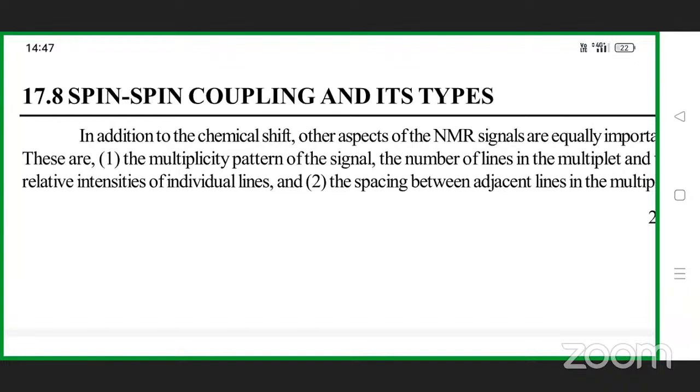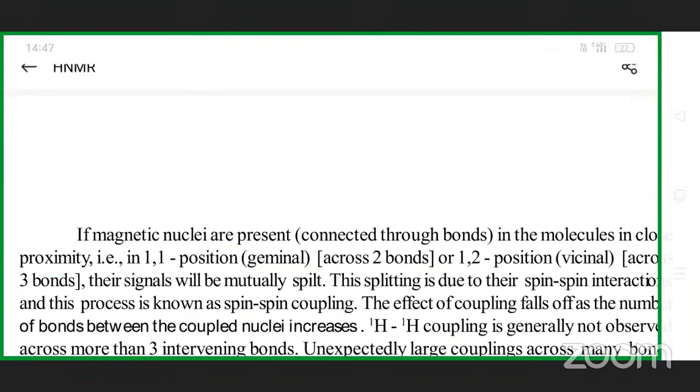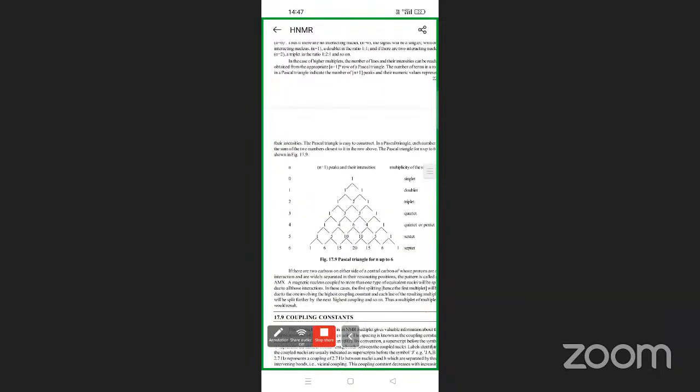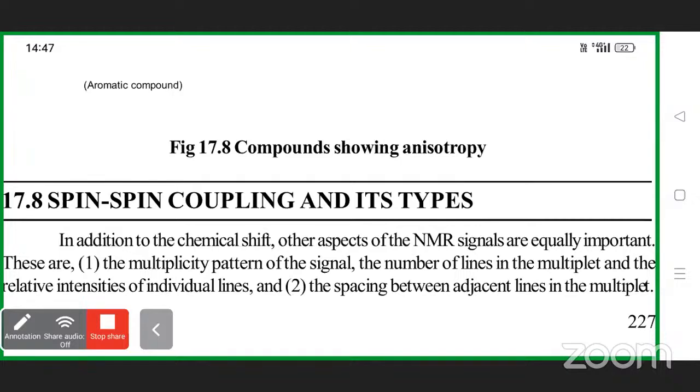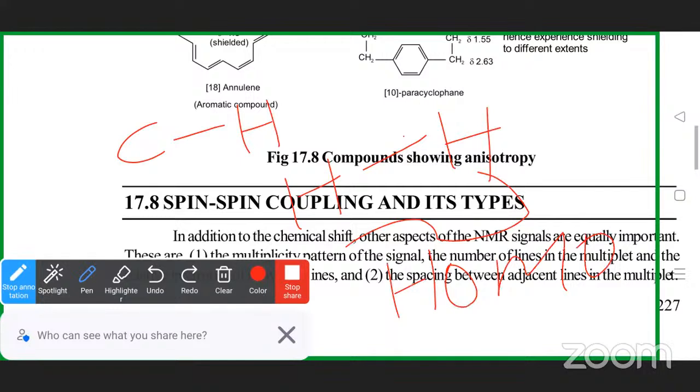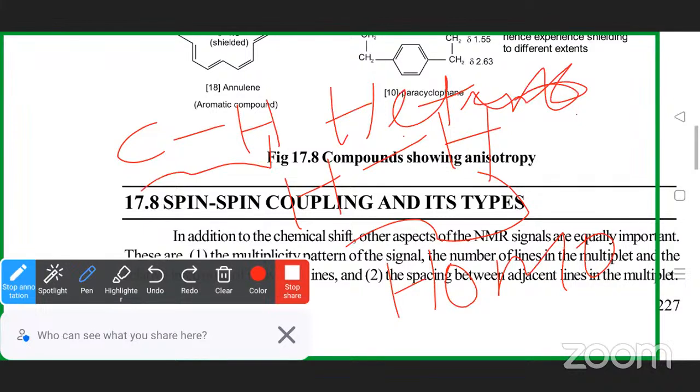Spin-spin coupling. In H1 NMR spectra, there are generally two types of coupling: heteronuclear, like C-H, and homonuclear, like H-H. In H1 NMR spectra, we see the homonuclear coupling, not heteronuclear.